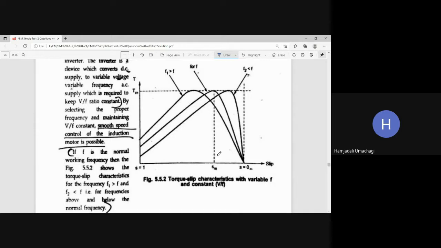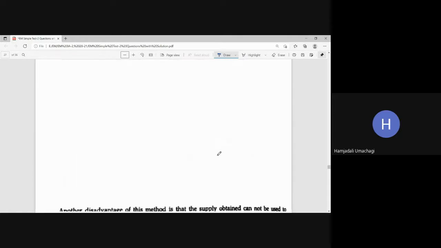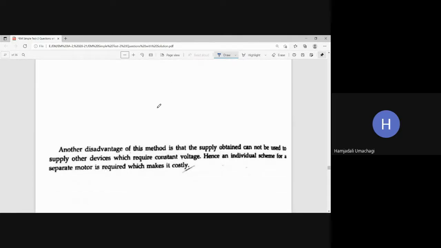Okay, slip is nothing but what? Slip is inversely proportional to the speed. This is the conclusion here. Okay, now what is the disadvantage of this V by F control?